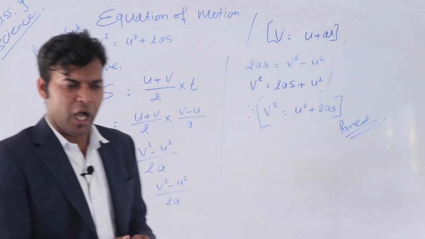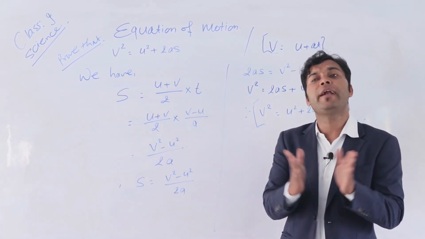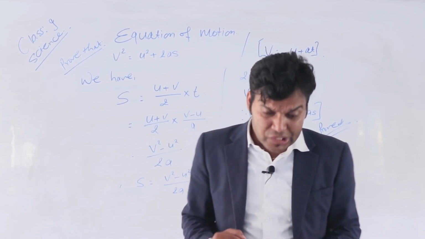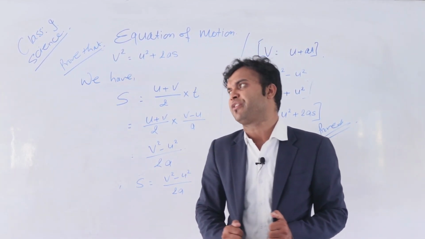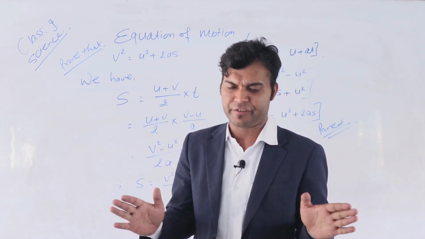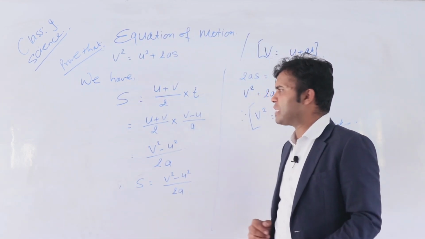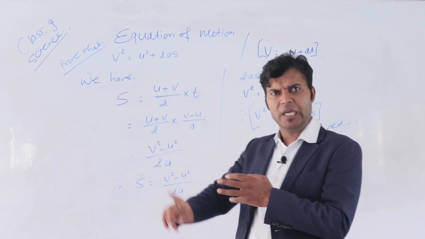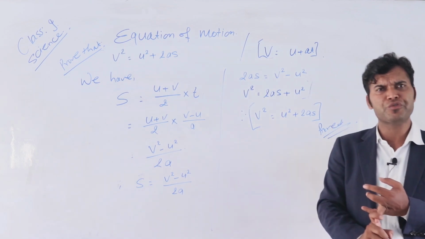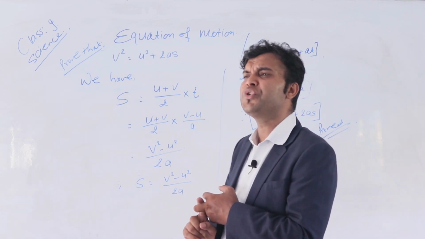Okay student. We have completed the three proofs of the equations of motion. I have already told that equation of motion is used to describe the linear motion of an object. Isn't it? Okay. And we have proved the three equations. First is v equal to u plus at. Second is s is equal to ut plus 1 by 2 at square. And third is v square is equal to u square plus 2as.